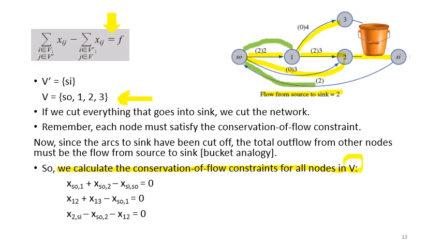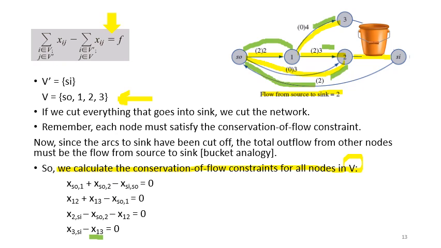This is for node 2. Going out is 2 to sink, which has been cut away, and then going in is from source to 2, and then from 1 to 2. Finally, for node 3, going out from 3 is 3 to sink, and then going into 3 is from 1 to 3. And then we take the sum of all these equations.